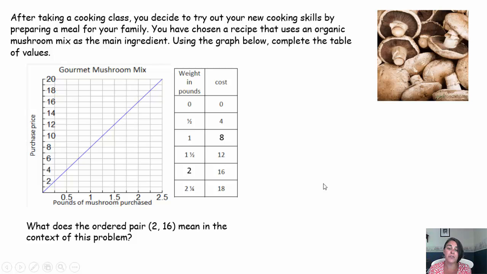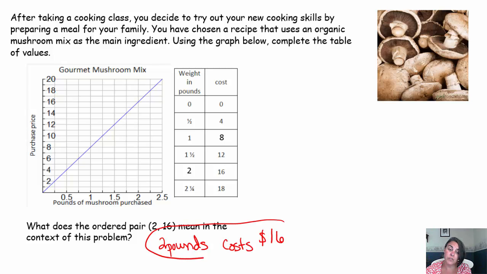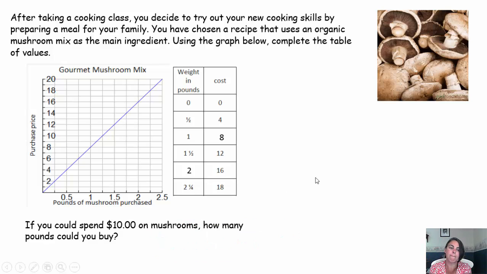What does the ordered pair 2, 16 mean in the context of this problem? So take a minute, pause the video, come on back, and check it out. 2, 16 means 2 pounds of mushrooms costs $16. 2 times 8 is 16. That's all that it means.